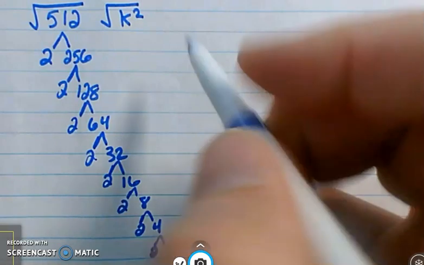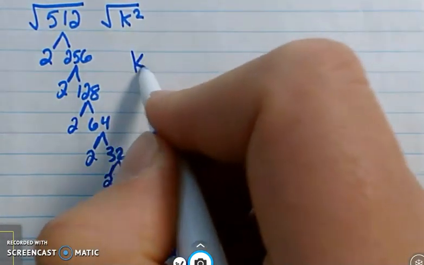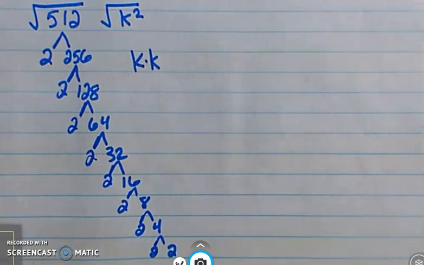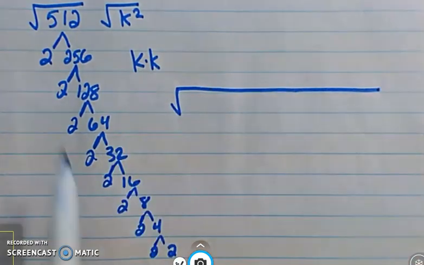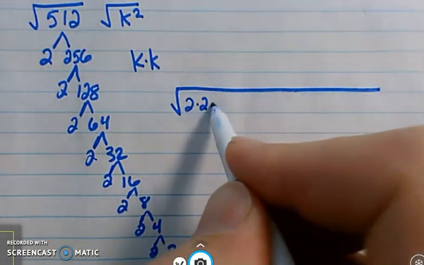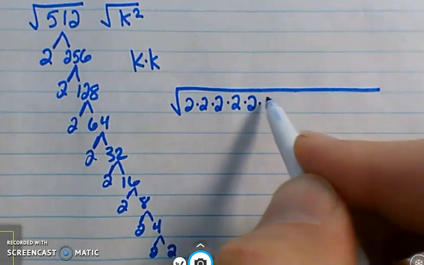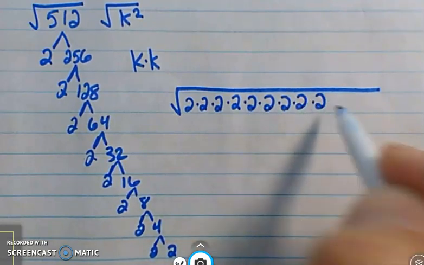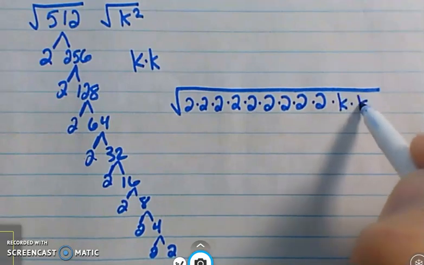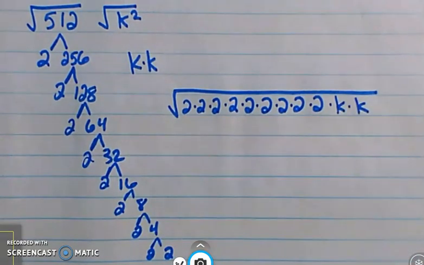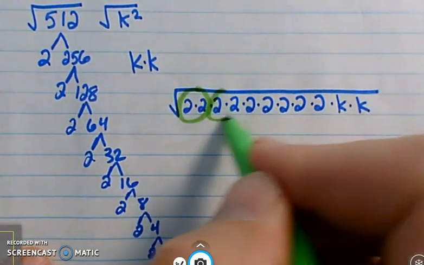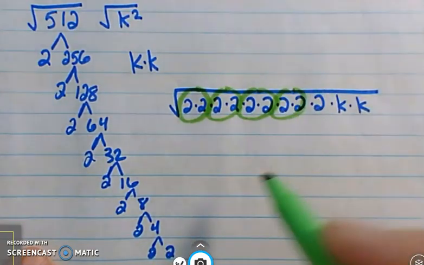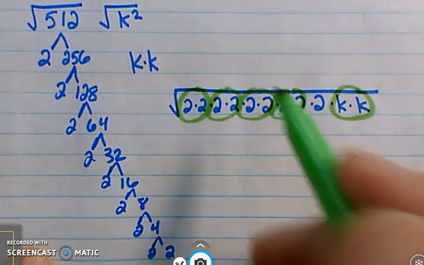So remember what that looks like. Now the k's, remember, is just simply k times k. So I'm going to put all of that together. I'm really looking at, how many do I have? 1, 2, 3, 4, 5, 6, 7, 8, 9. 9 2's and 2 k's. And I'm looking for the pairs. How many pairs do I have? If I have 9 2's, then I must have 4 pairs. 1, 2, 3, 4 pairs of 2's. And in this case, I have a pair of k's.